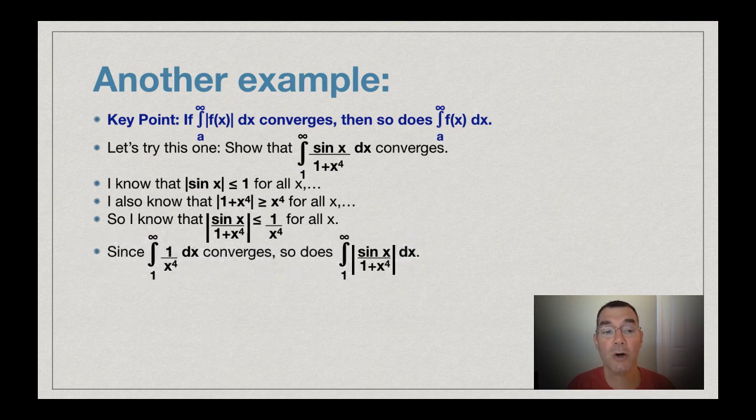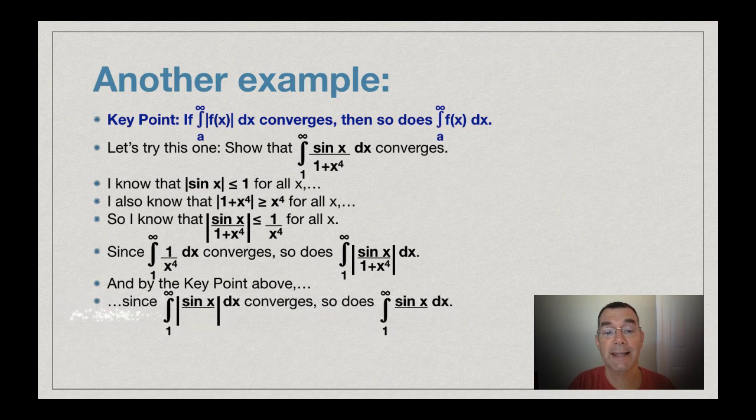I know that 1 over x to the fourth, which is basically x to the negative 4, converges, so I know that the absolute value of the function that I was given converges as well, because it's always going to be less than 1 over x to the fourth. So, based on that point that I've written in blue up at the top, since the absolute value of that integrand converges from 1 to infinity, then the original one converges as well.